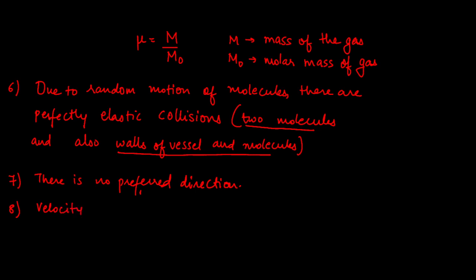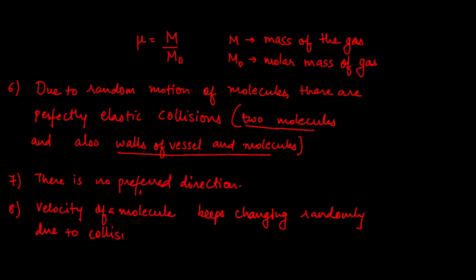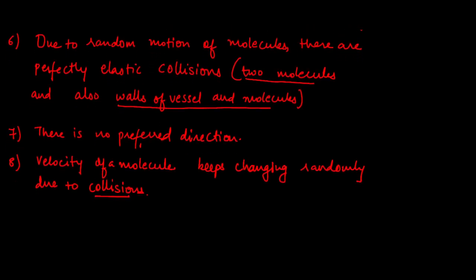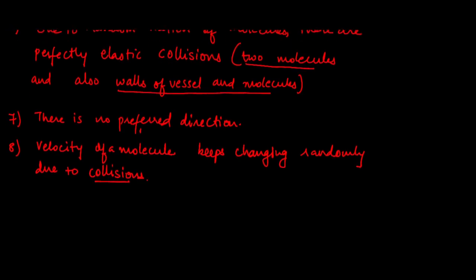Number 8 is that the velocity of molecules, or the velocity of a molecule, keeps changing randomly due to collisions. So what does that mean? We cannot say that a particular molecule is moving with a fixed velocity. It will move with some velocity for a short time, and then suddenly some collision will occur and the velocity will change, and then we don't know what it will be. Like that, the velocities of every molecule keep changing due to collisions. This number 8 clear?